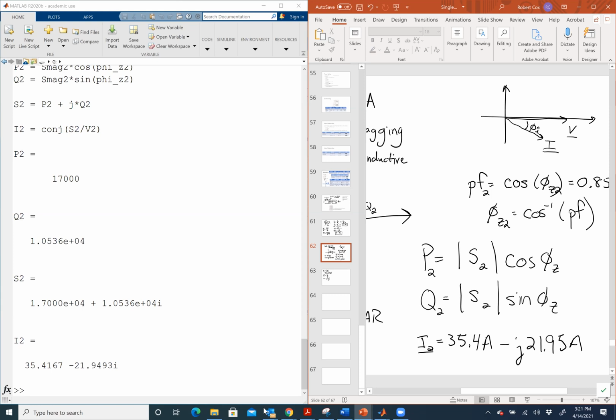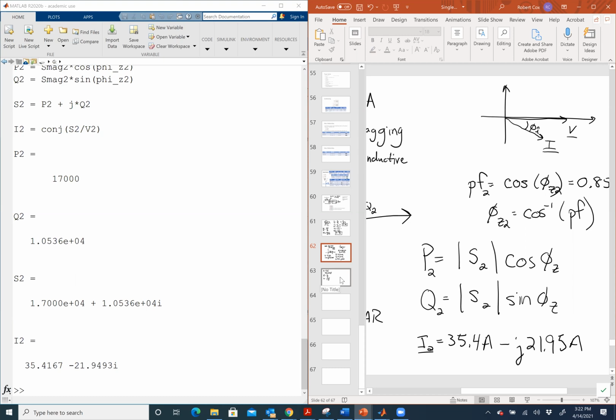Now, one thing I didn't mention at the beginning, but I said, unless I tell you otherwise, everything's RMS. So everything I'm doing here is an RMS number. If I had asked what's the peak value of the current, I would multiply by the square root of 2. But unless I tell you otherwise, we're talking RMS.